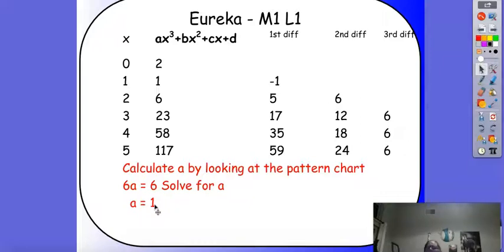Where did you get that, Mrs. Webb? Well, I know my third difference over here is a 6. And if it's a third degree polynomial, I know that it's going to be equal to 6a because that's the pattern. So I get a all by itself by dividing by 6, and I now know a is equal to 1. My leading coefficient in this function is 1. Okay? Let's see if we can figure out b, c, and d.